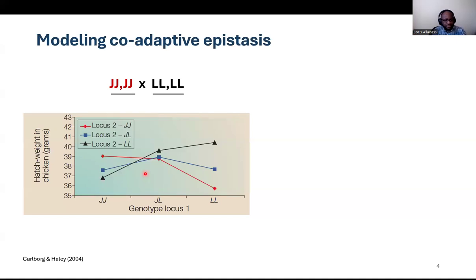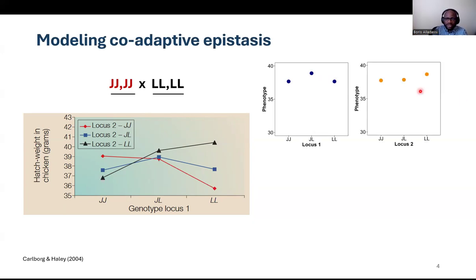Some key takeaways from this graph. First, we can see that if we look at locus 1 on its own, there is no significant difference between the genotypes across locus 1. And the same thing applies to locus 2 as well. So if we're using an additive model, we will not be able to detect either of these two loci.